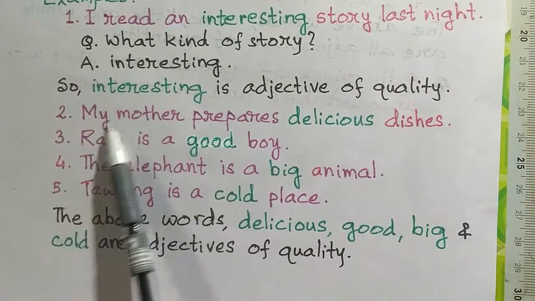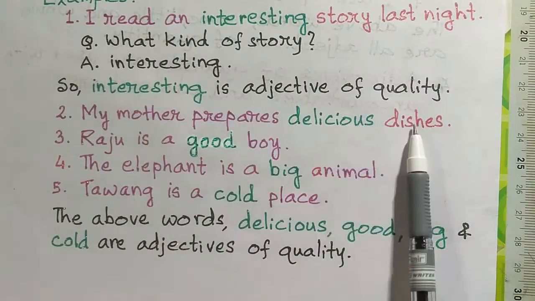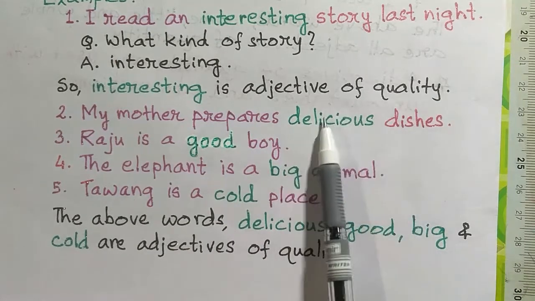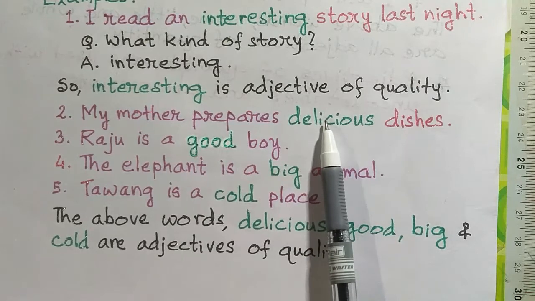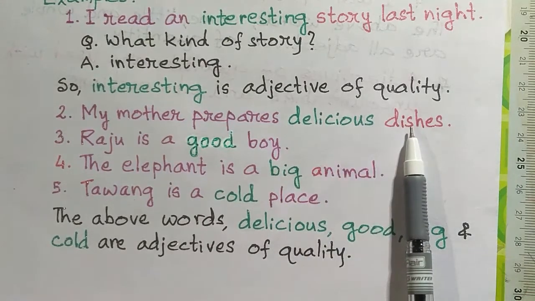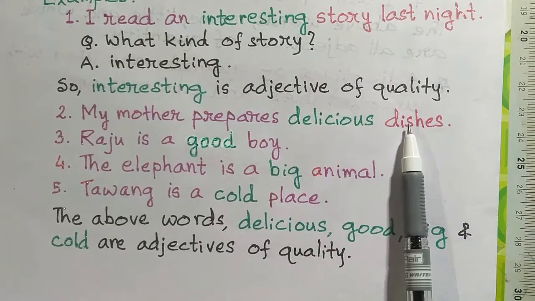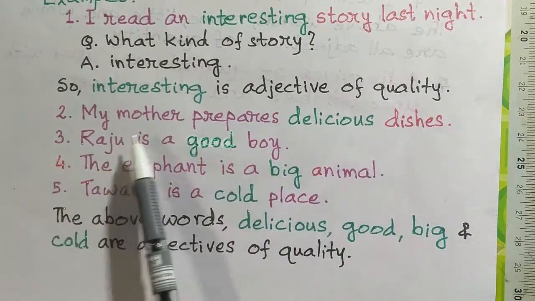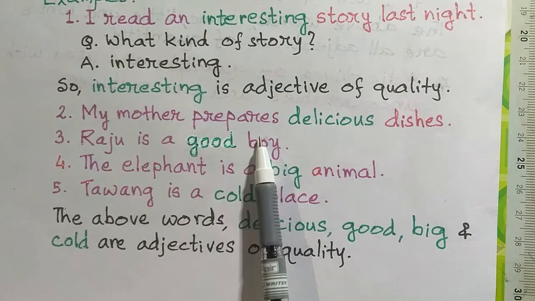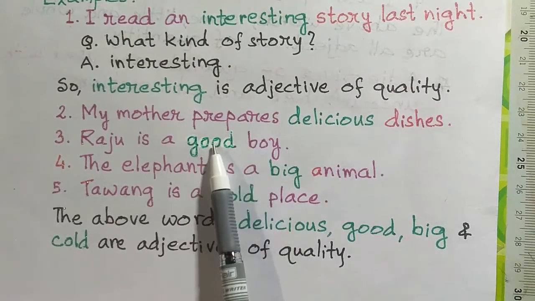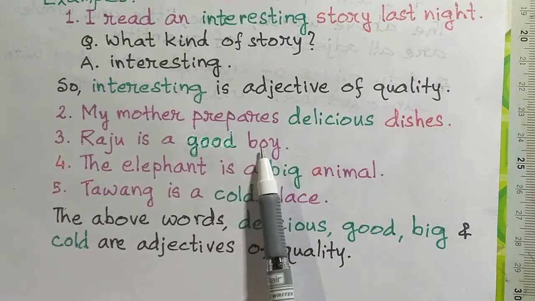Example 2. My mother prepares delicious dishes. So what kind of dishes? Delicious. So therefore, delicious is the adjective here because it is describing dishes. Then number 3. Raju is a good boy. What kind of a boy? Good boy. So good is adjective here. It is describing the noun boy.